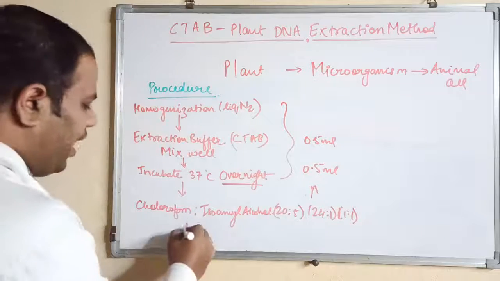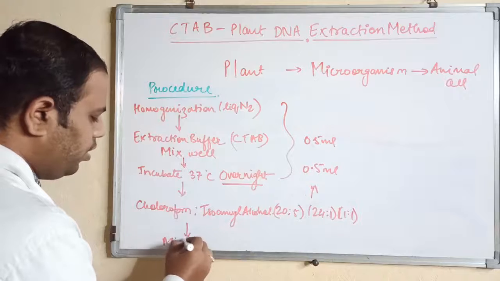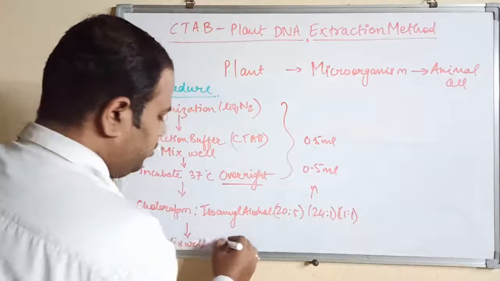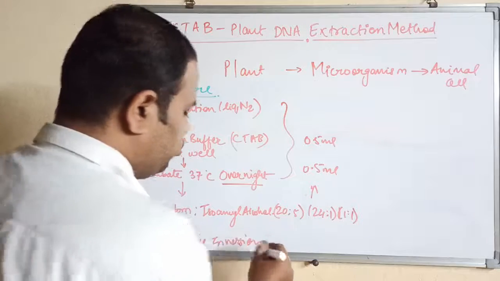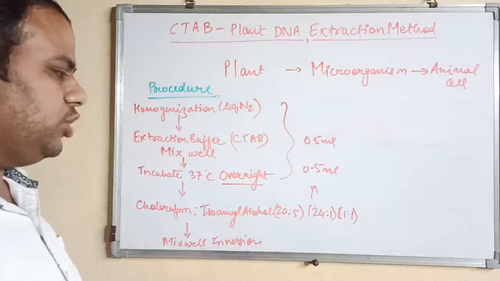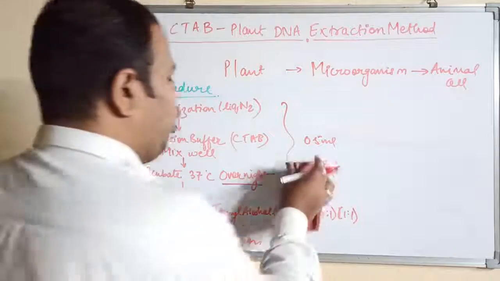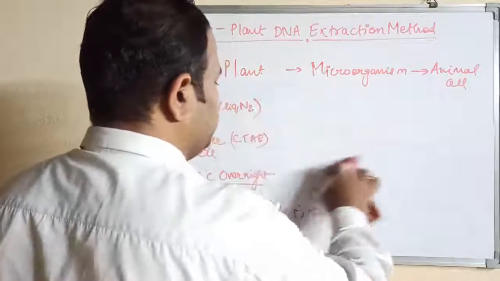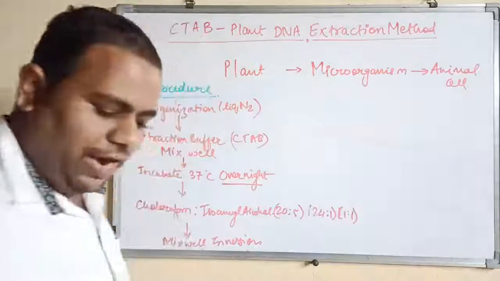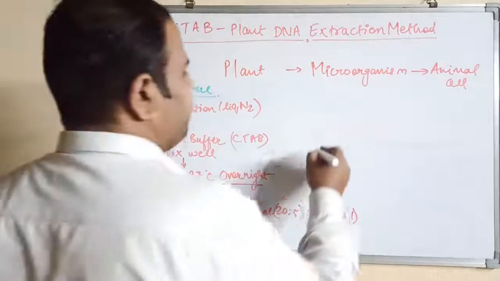So it should be equal in amount. After that you have to mix it well by inversion. Inversion means a to and fro motion like this. You have to mix the tube. Once you mix the tube here, what will happen? It will form a homogeneous solution.